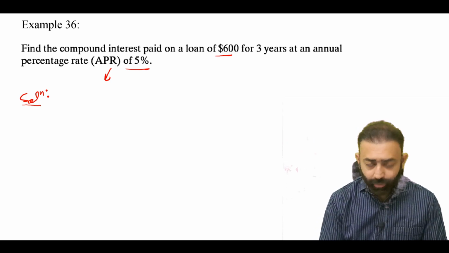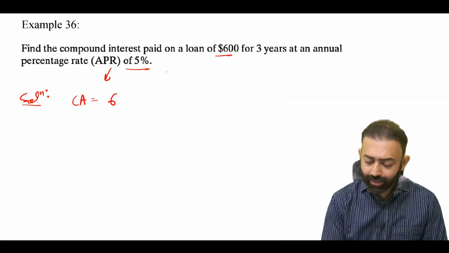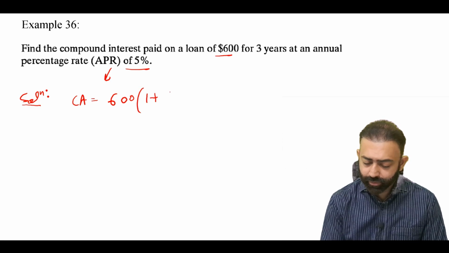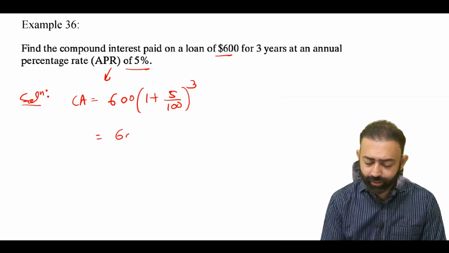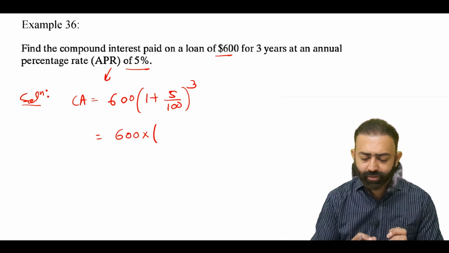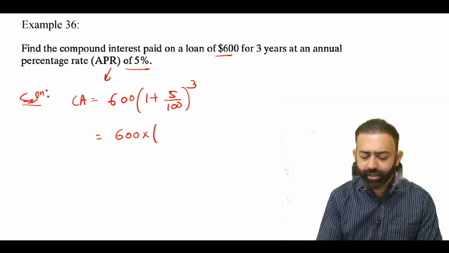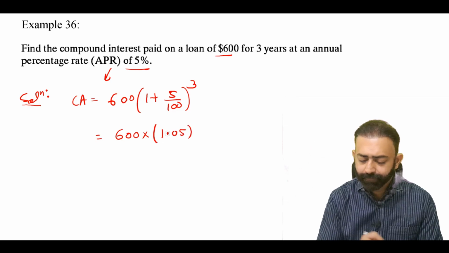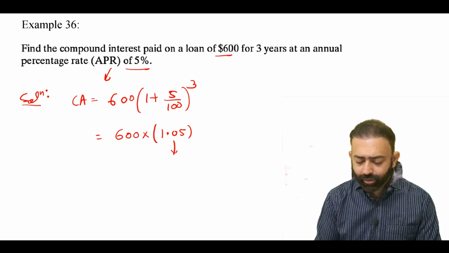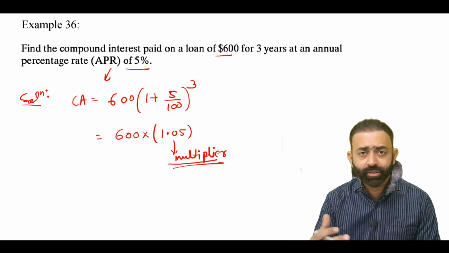So the formula will remain the same. The compounded amount CA will be equal to 600(1 plus 5 by 100) raised to power 3. This is the amount. This is a very good idea to deal with compound interest if you know the idea of multipliers. If the value is easily divisible, you just write 5 by 100 as 0.05 and add this to 1, so this comes out to be 1.05. You can directly write this 1.05. I call this a multiplier. We will deal with this in further percentage topics also.